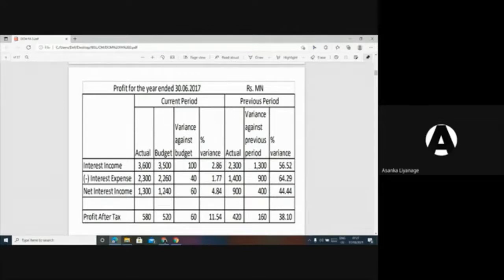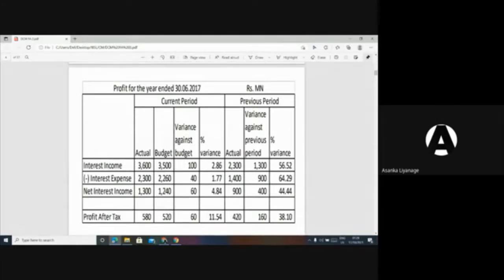You take the first line item, interest income, actual 3,600, budgeted 3,500, the difference is 100. Then similarly, the fourth column under current period is 2.86%. How do you calculate it? 100 divided by the budgeted column 3,500, because you are comparing actual versus budget. Therefore, you have to divide the variance by the compared item, that is the budget. 100 divided by 3,500 into 100, that is 2.86%. Similarly, for interest expense, there is a difference of 40 between actual and budget, and you divide 40 by 2,260 into 100, then you arrive at 1.77%, right? We are calculating the variance percentage.